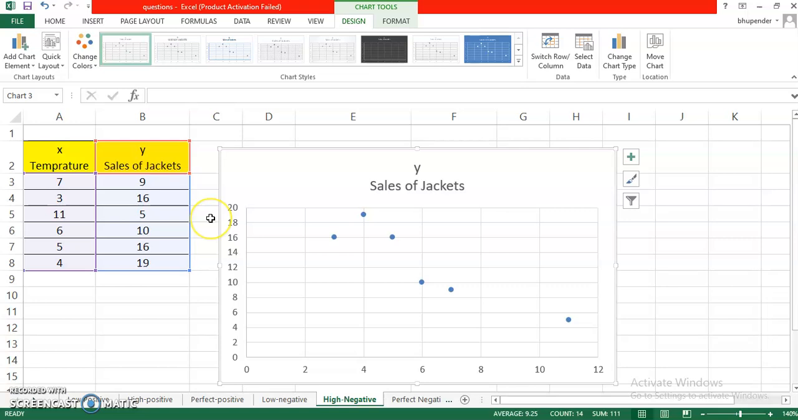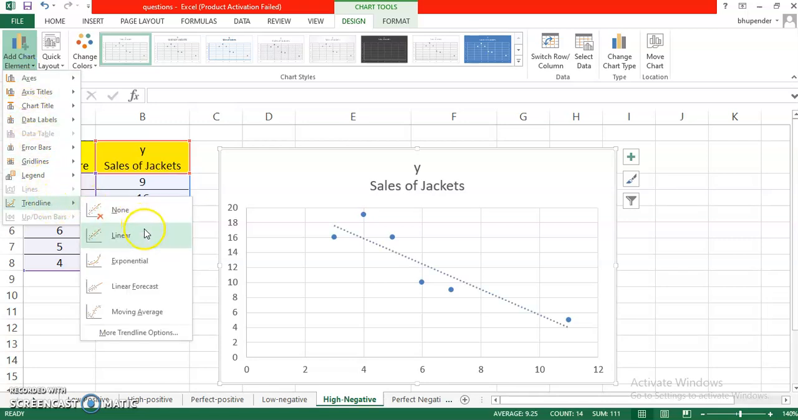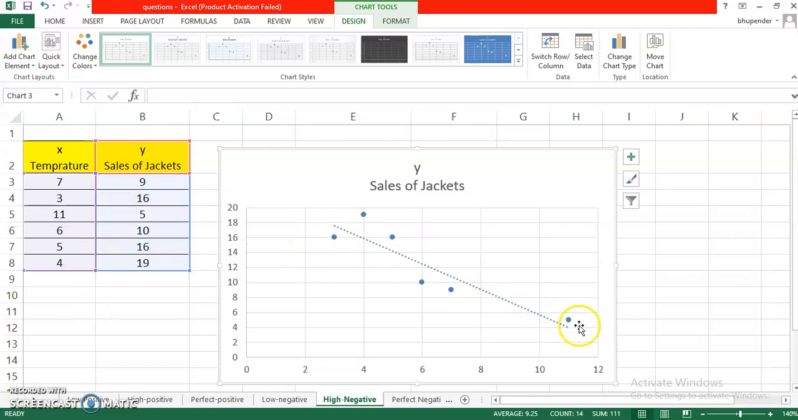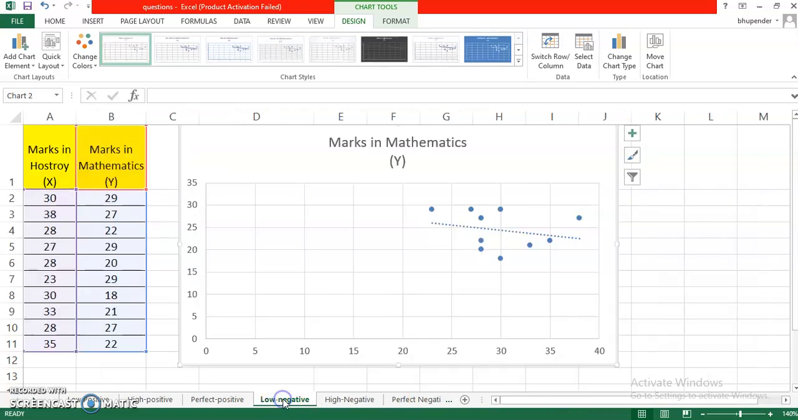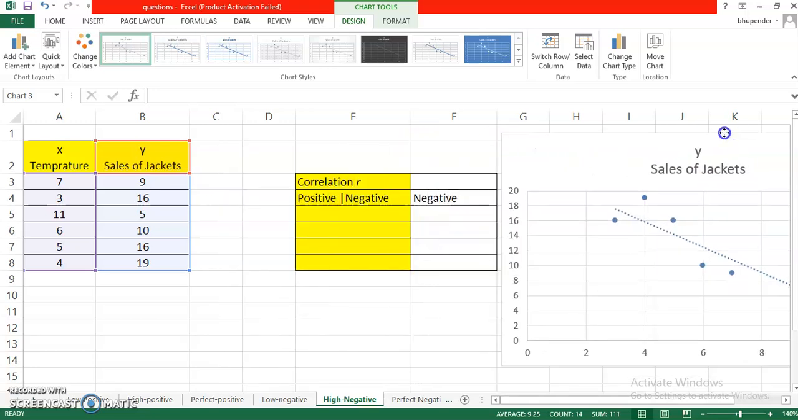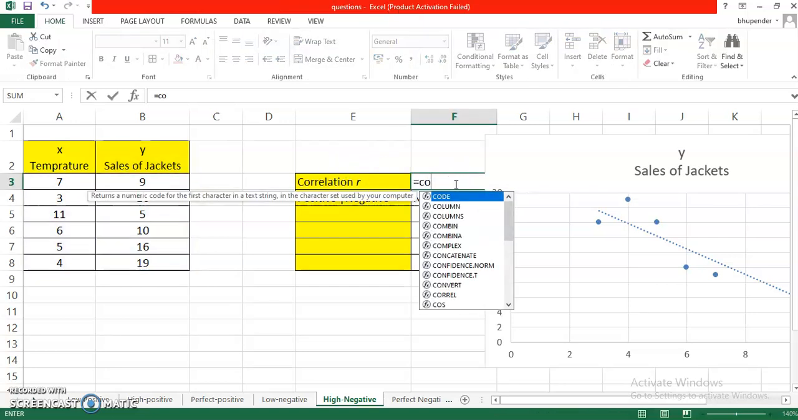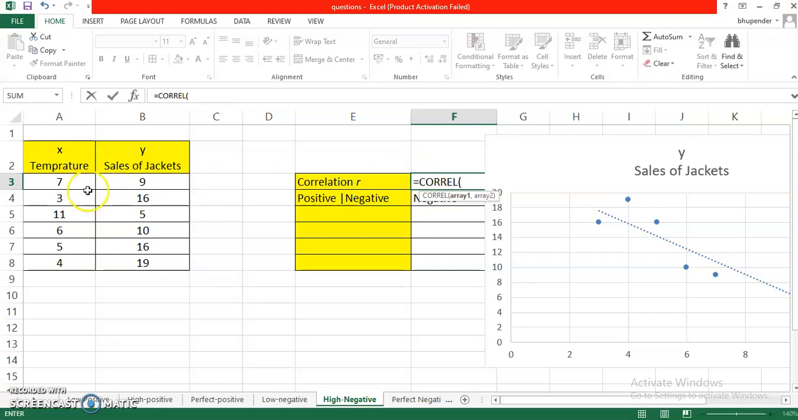You select the whole data set, insert, and that's it. So it is a negative correlation, of course, and you can add a linear trend line. So it is again showing me a negative correlation. Now you can compare it with the previous one. Here the dots are pretty much away, weak. Dots are very close to the trend line, high. So it's a high negative correlation. Let's prove it by calculating Karl Pearson's coefficient of correlation. Series X separated by a comma, series Y, enter. A very high negative correlation.